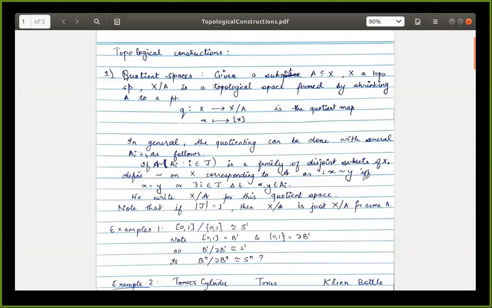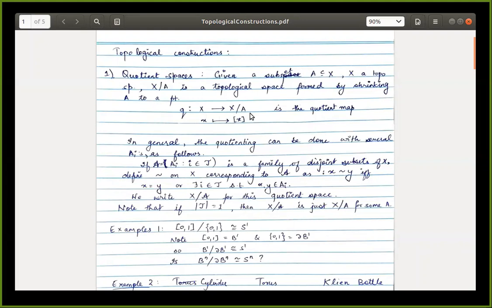For the first one, we have quotient spaces. We all know that if we have a topological space and a subset, we can always take its quotient. Now let's see formally what it means. If you have a subset A of a topological space X, then X mod A is a topological space in which you consider this A to be shrunk to just a single point.